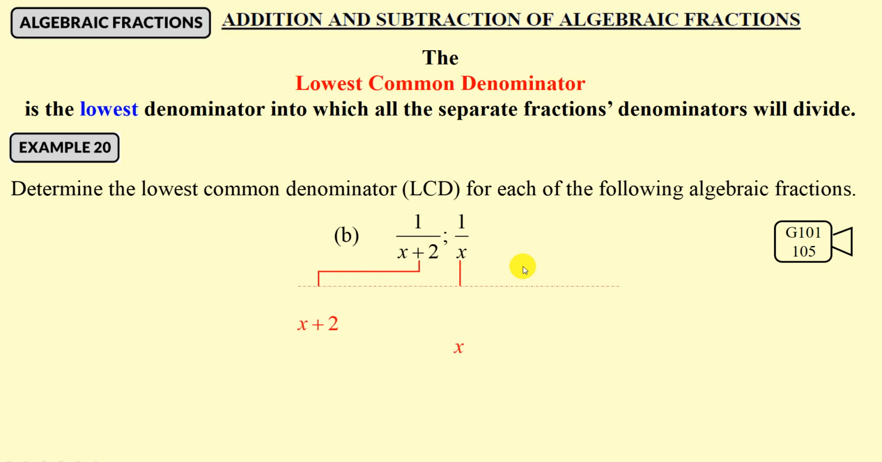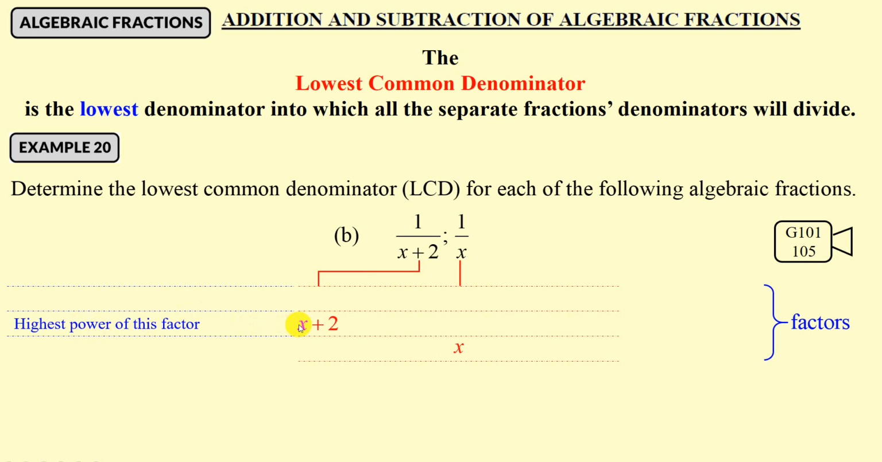B, let's set it up in the same way. You'll notice that x plus 2 is a factor. We cannot say x and 2 are factors. There are 2 terms, which means only one factor, x plus 2. And x is a factor. No numbers, so we won't worry about the numbers. Highest power of this factor? Well, it's x plus 1, x plus 2. Highest power of this factor? X. So now multiply them together, and there is our lowest common denominator.